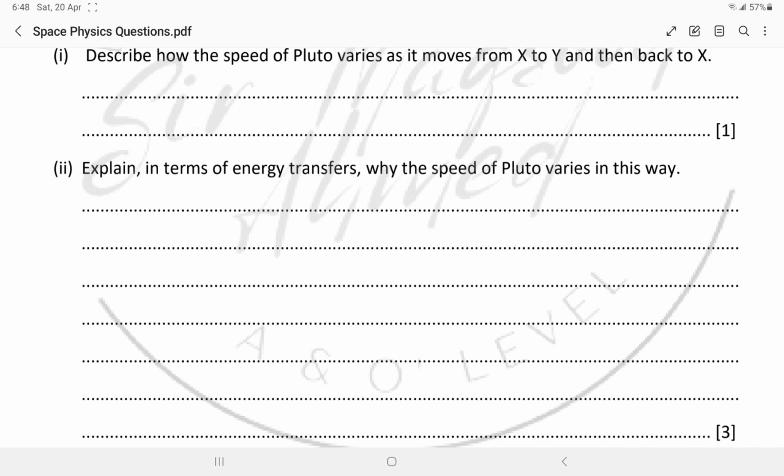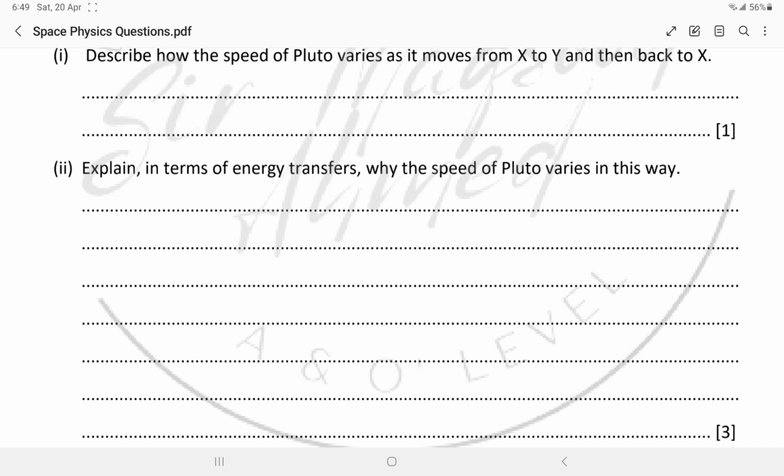Dear students, as the planet moves away from the Sun, its gravitational potential energy increases, and when a planet moves closer to the Sun, its gravitational potential energy decreases. And during the orbital motion, the kinetic energy converts into potential energy, and potential energy converts into kinetic energy.